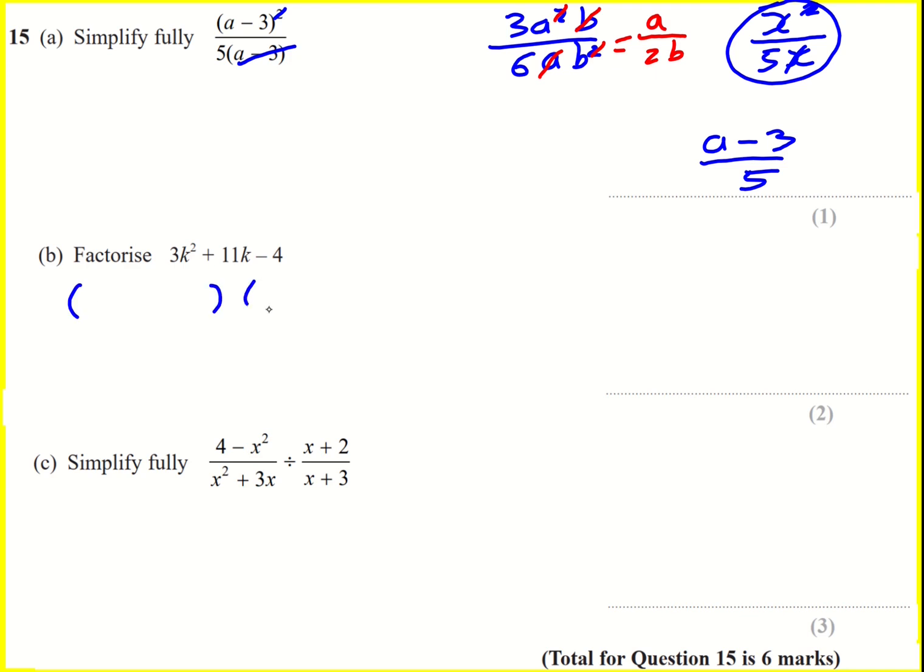Next up, factorizing this. Okay, this is going to be double brackets. There's no common factor or anything. And it's going to have to be 3k and k. One of them is going to have to be a plus and one is going to have to be a minus to get the minus 4.